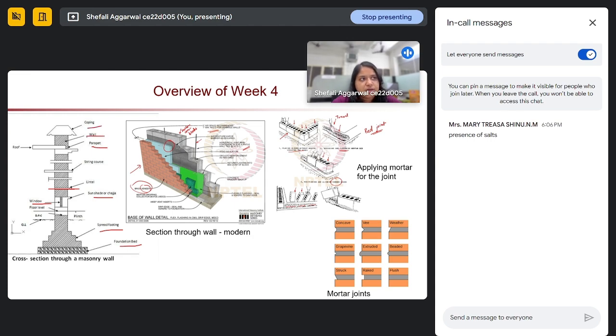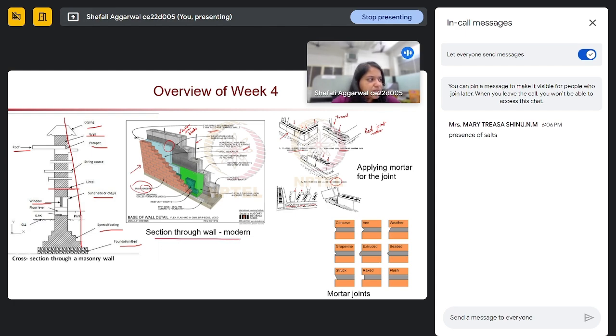Coping is like a roof, and sorry, above the roof we are providing a sunshade type of thing, that is called coping and roof. So these are the various elements of a normal cross sectional area of any structure, mainly a masonry structure.